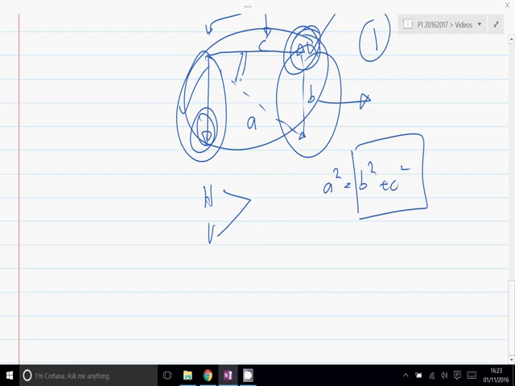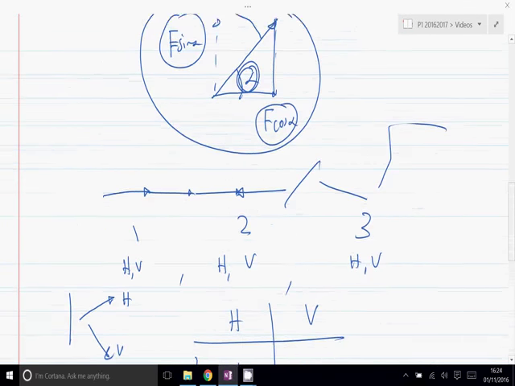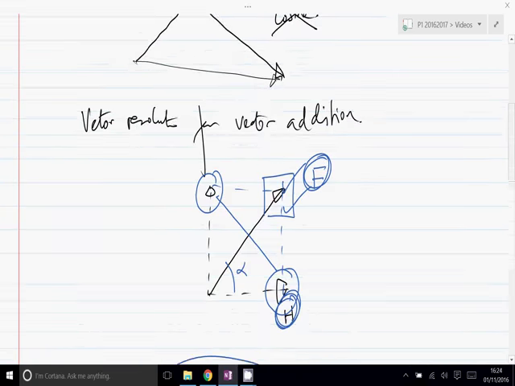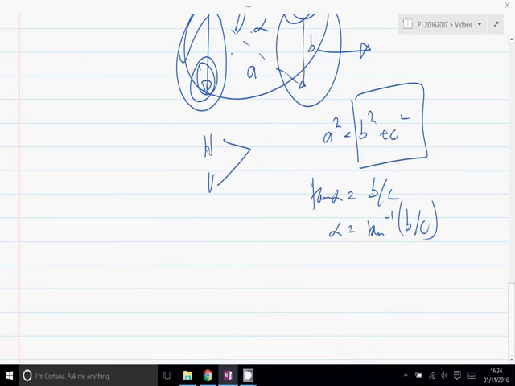The angle can be any angle. It doesn't matter. It can be this one or this one. I always take this one. So tan alpha is B over C. So alpha is tan to the minus 1 B over C. Now that's a very simple way. Now notice this method works with 2 to 22,222 vectors. You can add as many vectors as you like, and it's very simple. That is the basis of vector addition.